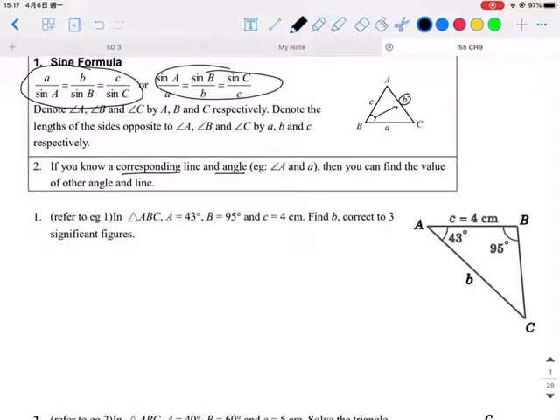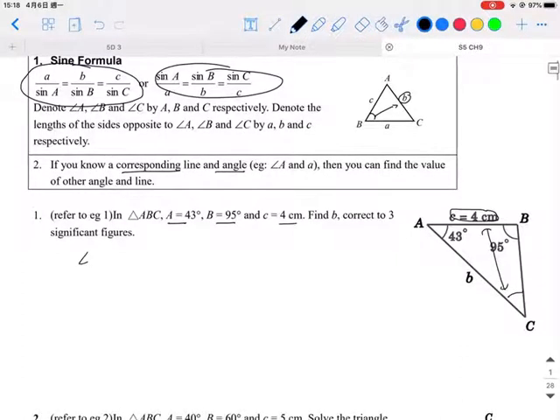So first of all, in question number 1, if A is 43 degrees, B is 95 degrees and c is 4 cm, how can I find the value of b? First of all, as c is a length, we need to find this pair. It's easy by the angle sum of triangle. So angle C is equal to 180 degrees minus 43 degrees minus 95 degrees. The reason is angle sum of triangle, which is equal to 42 degrees.